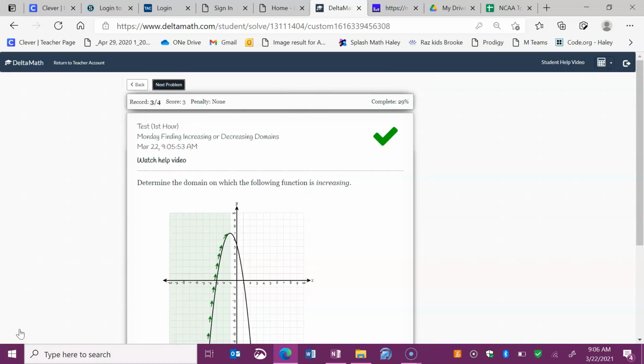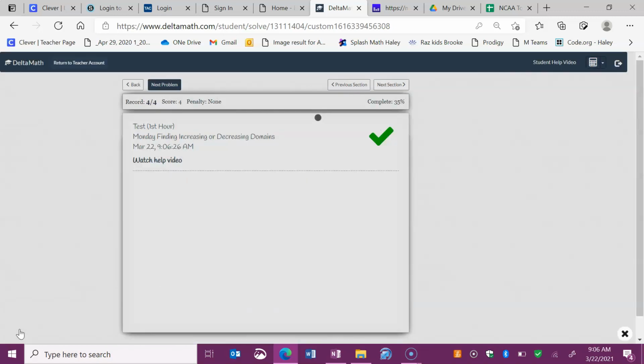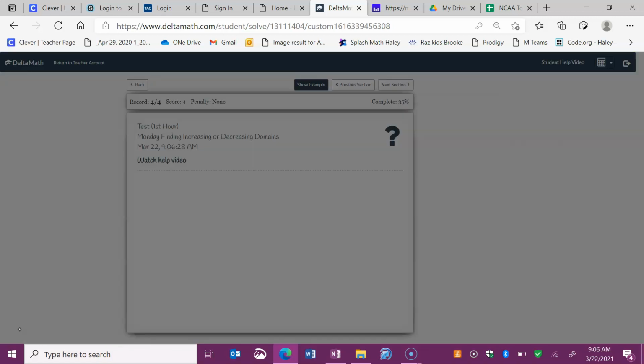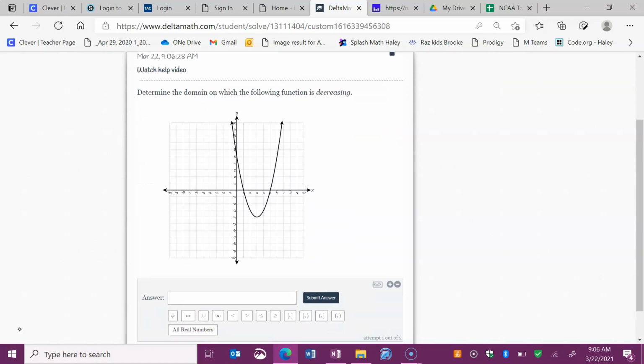Try one more just for good measure. Same thing where I'm increasing, it's going to be -infinity to 4 because I'm going up here, but remember we're stopping at that x value of 4. If you could draw a line down there, it would be from -infinity to 4. That's it.